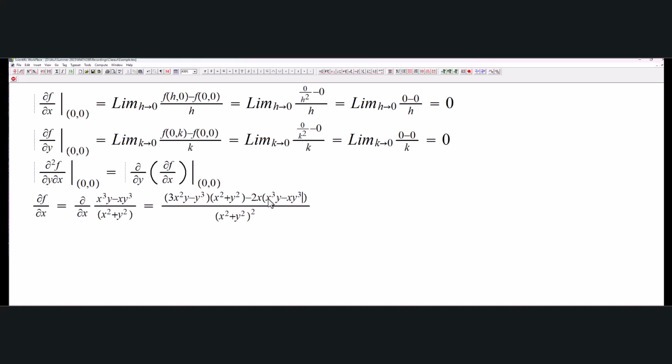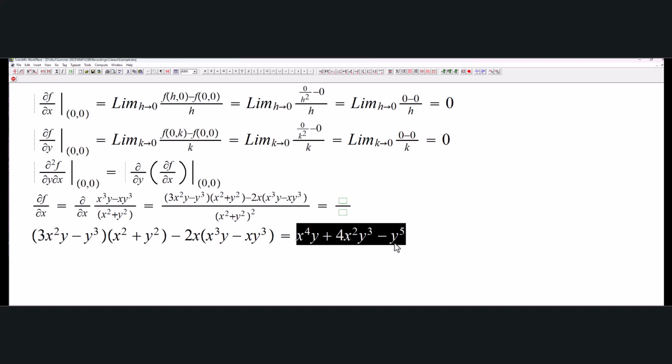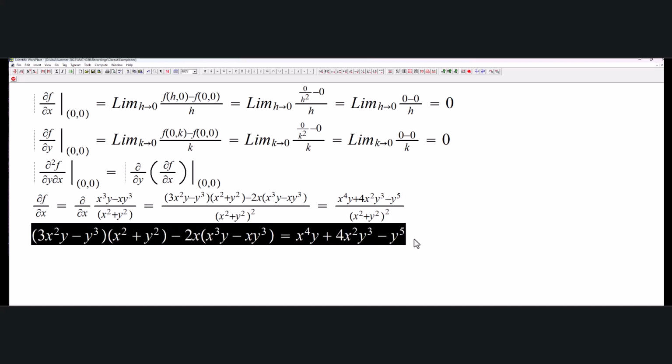Now let's let the computer do the algebra. It could have done the partial derivatives too, but we need some practice, so that's why I decided to do it this way. So expand, so this is what we get when we expand it. So what it becomes is simply x to the 4y and so on, divided by (x squared plus y squared) squared. So now I'm erasing this.